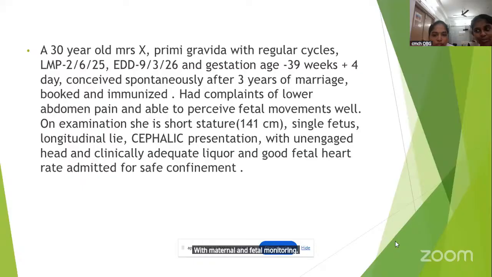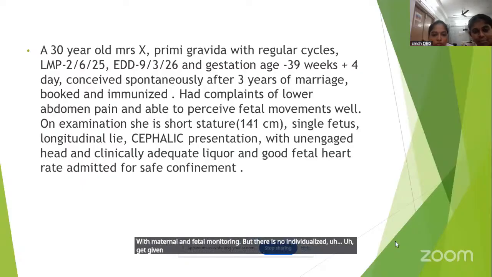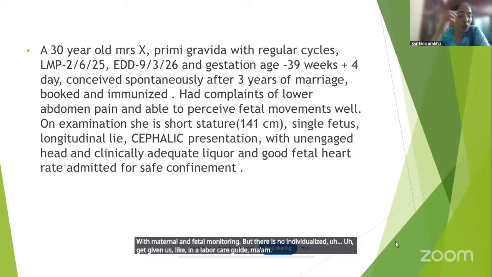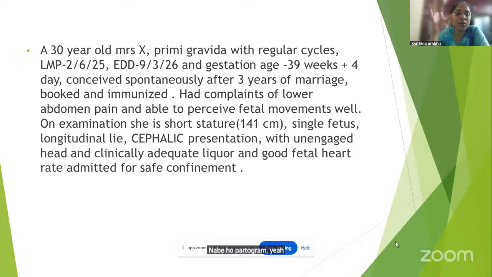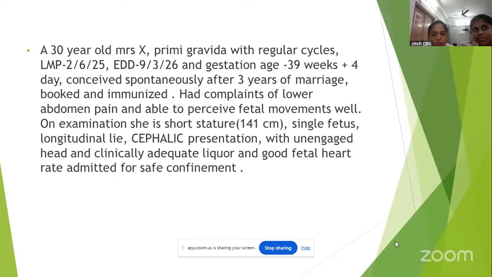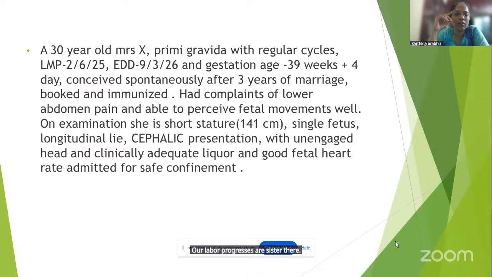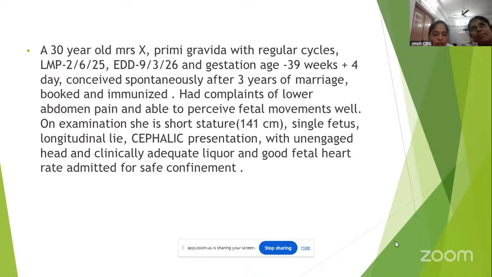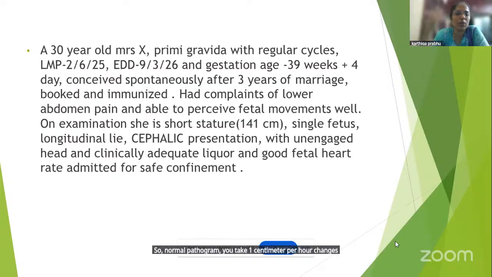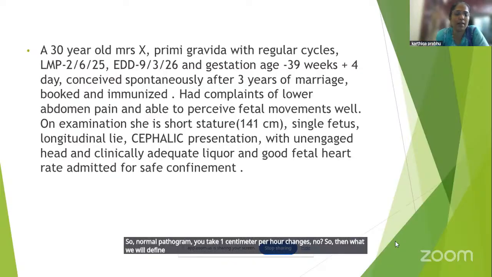But there is no individualized care given as in the labor care guide, ma'am. In the WHO partogram, that is the labor care guide, you start from 5 centimeters. Then when will you assess her next? How is labor progress assessed there? In the normal partogram, we take 1 centimeter per hour changes, no? So there, how will you define labor arrest?